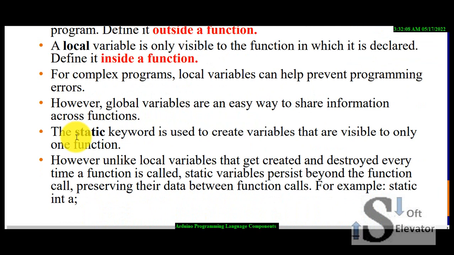There is also a static keyword. It's used to create variables that are visible to only one function. However, unlike local variables that get created and destroyed every time a function is called, static variables persist beyond the function call, preserving their data between function calls. For example, static int a.